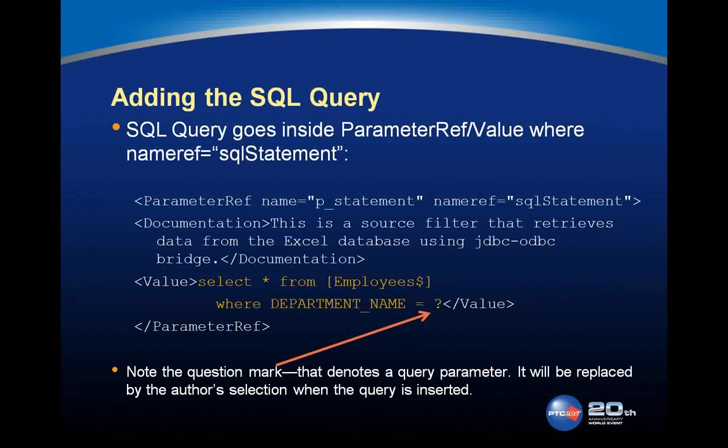In this case, we're just selecting all the fields from the employees table, and we want to limit it to a specific department, but we want to let the author decide which department gets selected. And so instead of putting a specific value in there, we put that question mark in there. Okay.